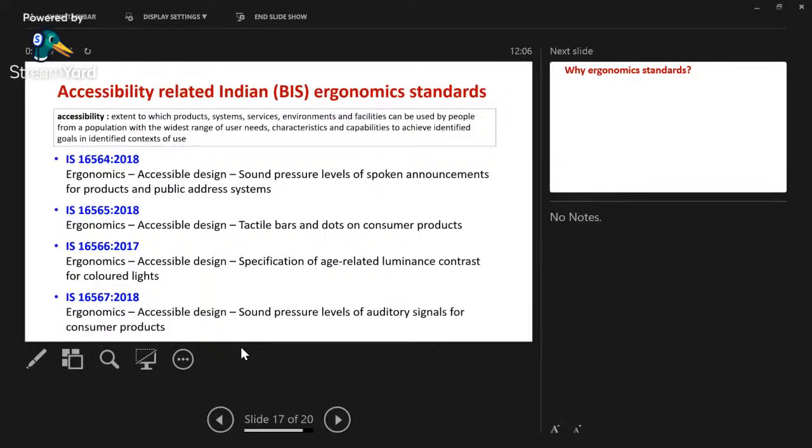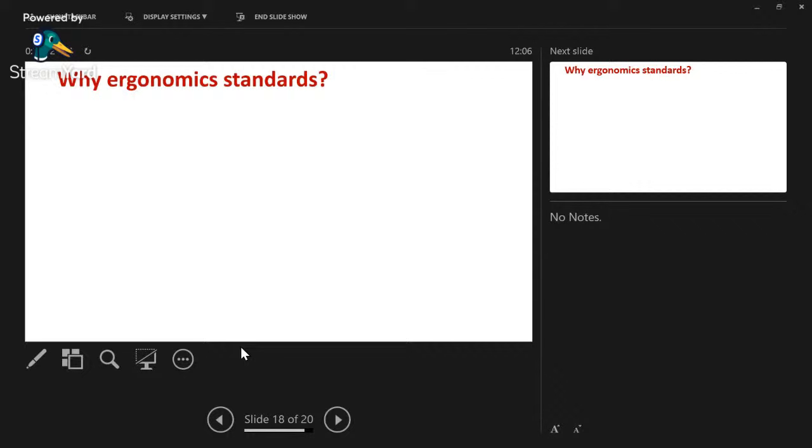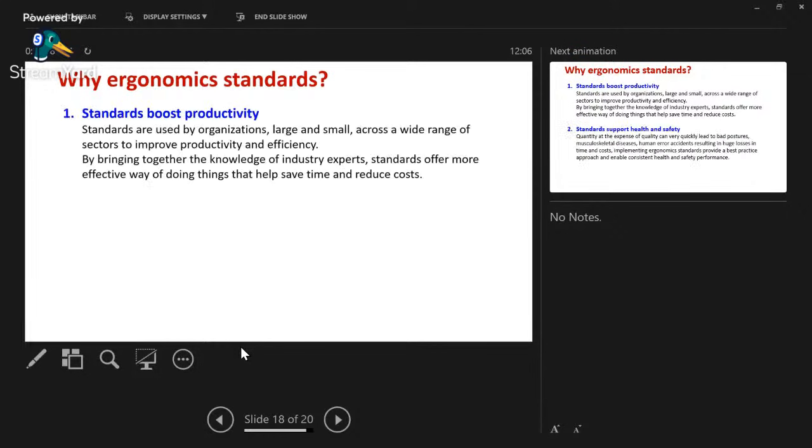Finally, I just want to give a one-minute elevator talk on why standards are important, and to some extent why they're relevant to our topic today on the informal sector. How are these design ergonomic standards important not only to the general population, but also to the informal sector? First, ergonomic standards boost productivity. They are used by large and small organizations across a wide range of sectors for productivity and efficiency. So if they are conforming to a standard, productivity increases.